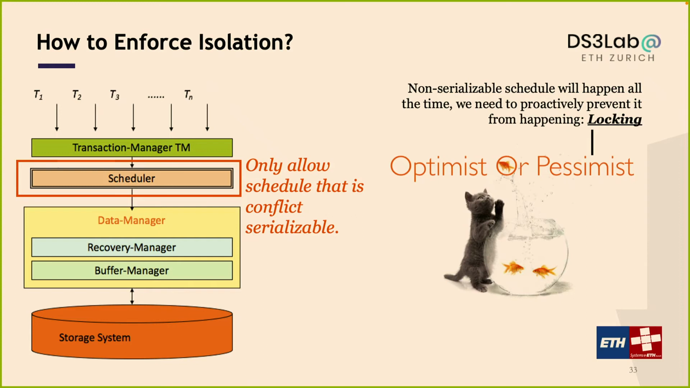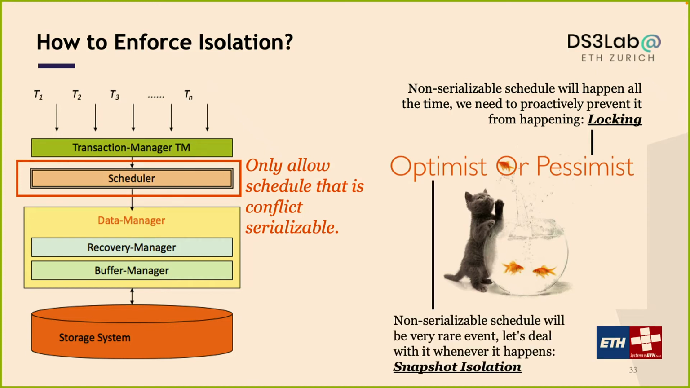That is, if I do nothing, there will be conflicts all the time. If you take that view, the best thing you can do is to prevent those conflicts from happening. You proactively do that if you take a pessimistic view. If you take an optimistic view, you are saying, OK, I know there will be conflicts, but those conflicts are very rare events. Maybe I run the whole transaction for a day, there's one conflict.